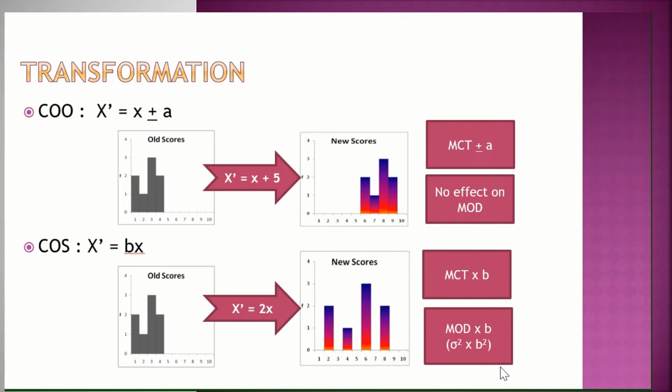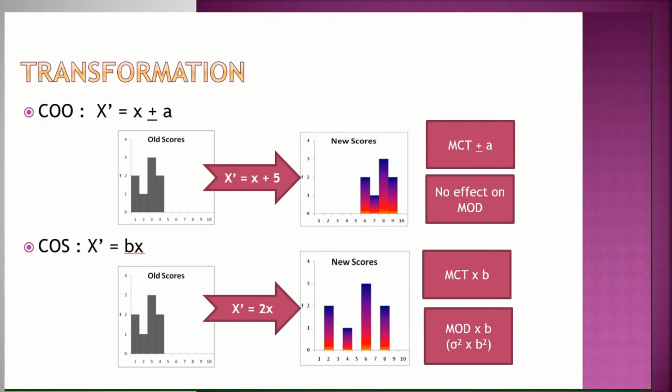Honestly, that's about it for transformation. There's two types of transformation, COO, COS. COO, change of origin, when you plus and minus, only mean, mode, median got effect. Change of scale, everything got effect. Mean, mode, median and MOD, all got effect.